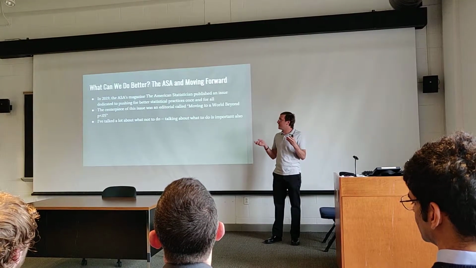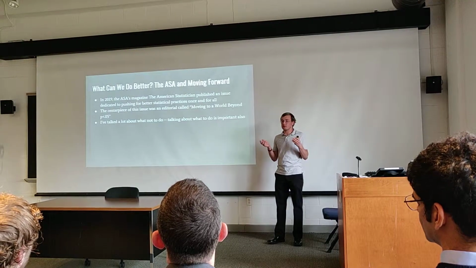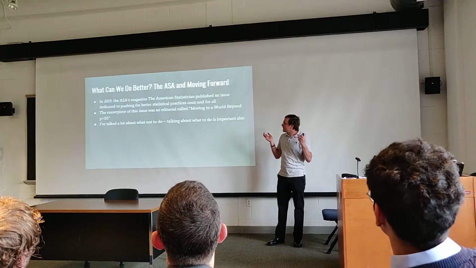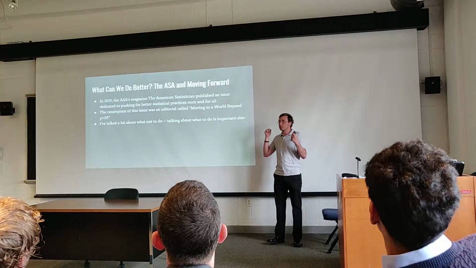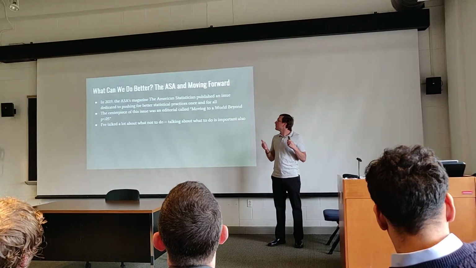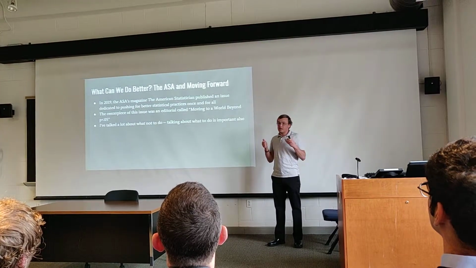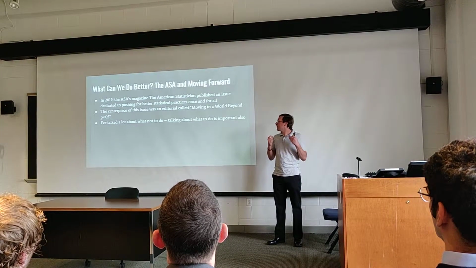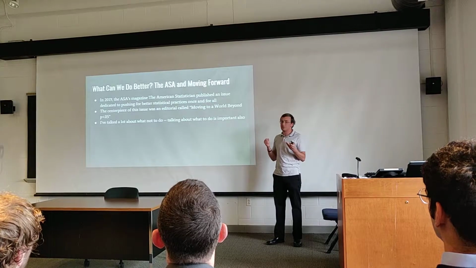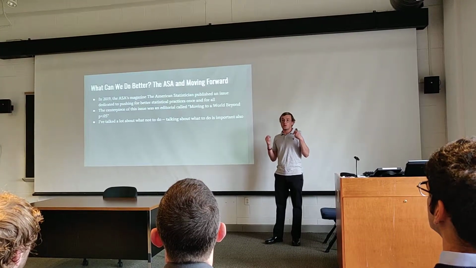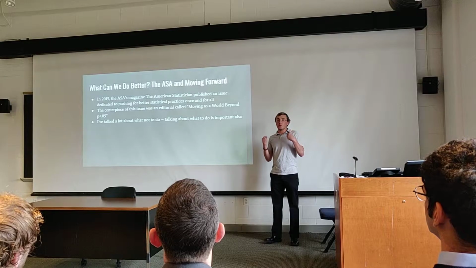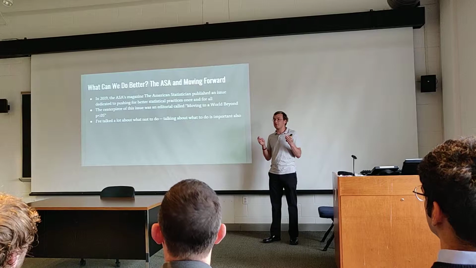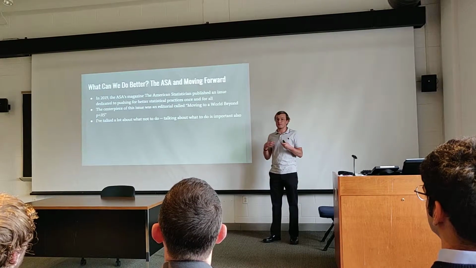So the ASA, the American Statistical Association, in 2019, literally a month and a half ago in February, published an issue of their magazine dedicated to solving these problems and pushing for better statistical research practices. The centerpiece was an editorial called Moving to a World Beyond 0.05. So, working towards a research community where we use things other than just the statistical significance threshold of 0.05 to determine whether we have a result.